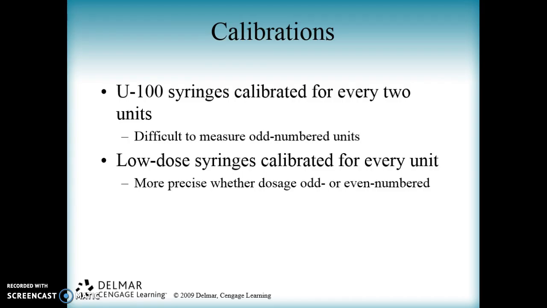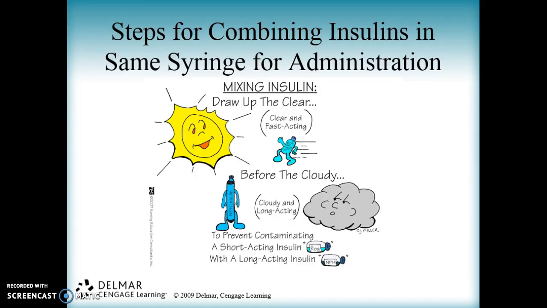The only other thing I wanted to point out in this chapter is that they're going to talk to you about how to combine insulins in the same syringe, because sometimes they do that. There's a little mnemonic that I learned when I was studying to remember which one you draw up first, in this particular picture. It's always clear before cloudy. If you do the clear before the cloudy, you know that you're doing it correctly. The book's going to go through and explain those steps in detail, but as long as you remember clear before cloudy, you should be good on that.